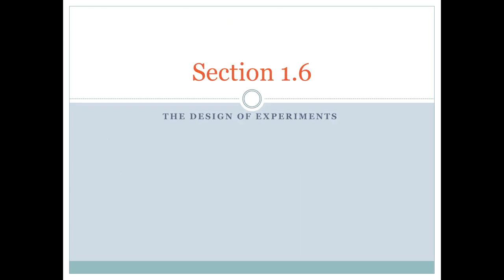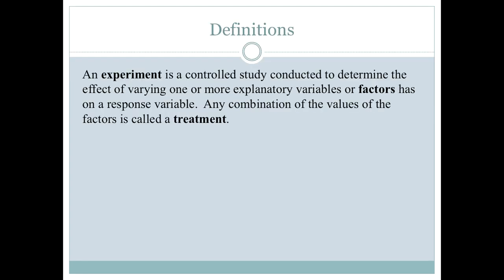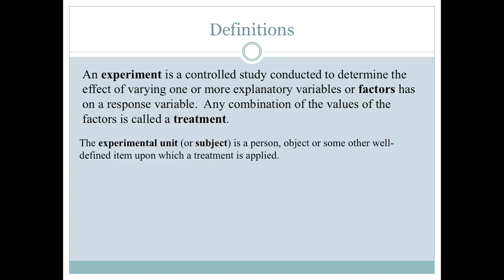So let's talk about section 1.6, which is the design of experiments. An experiment is a controlled study conducted to determine the effect of varying one or more explanatory variables or factors and how that has some kind of an effect on a response variable. Now, any combination of the values of the factors is called a treatment. The experimental unit, or another word for that is the subject, is just a person, an object, or some other well-defined item upon which a treatment is applied.